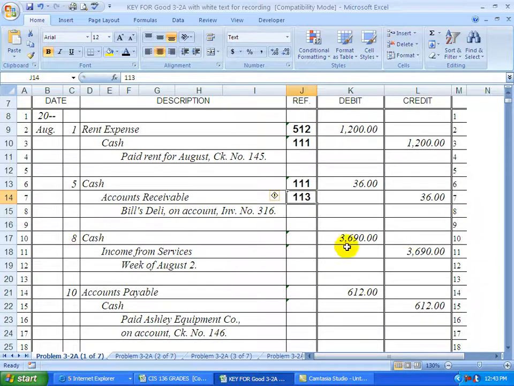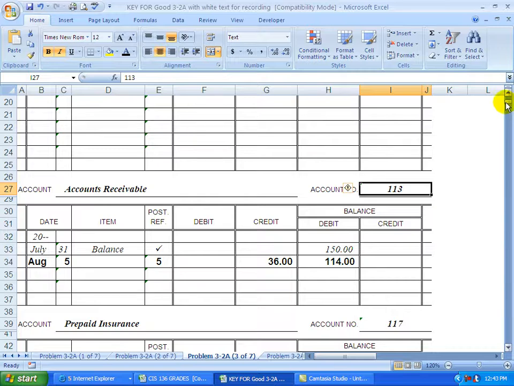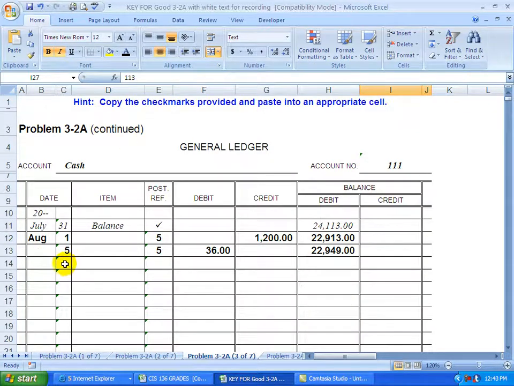Here's cash again on the 8th. We're debiting cash for $3,690. So going back to the cash account, we're going to record the date, which is the 8th. The debit is for $3,690. Here's our debit balance here. We're debiting a debit. We're going to add it together.